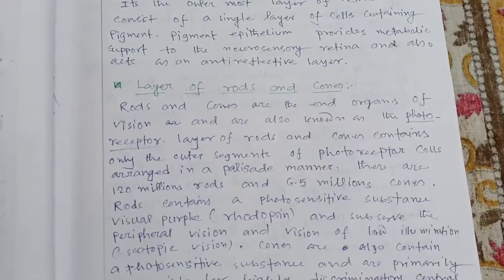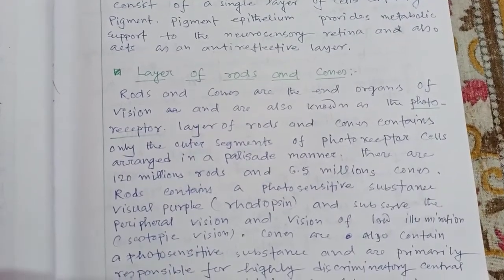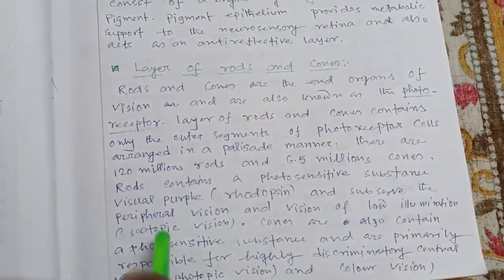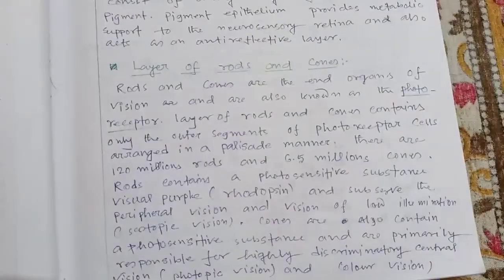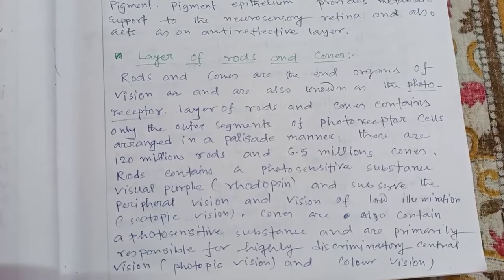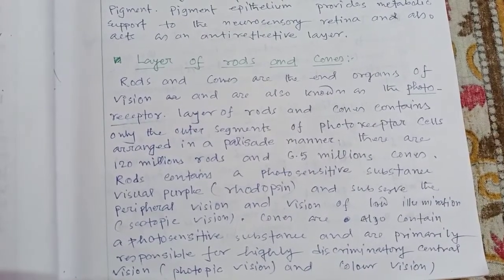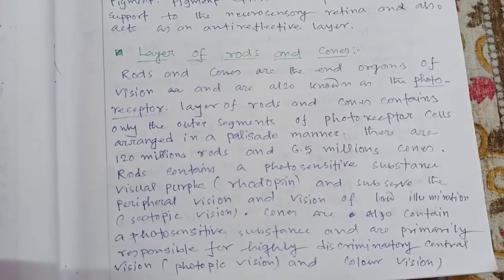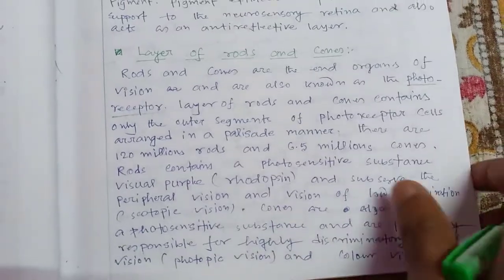And the peripheral vision and vision of the low illumination যেটা স্কোটোপিক ভিশন বলি আমরা, ঠিক আছে, দ্য স্কোটোপিক ভিশন। কোনস আর অলসো contain a photosensitive substance and are primarily responsible for the highly discriminatory central vision. This is the photopic vision. Okay, and color vision.